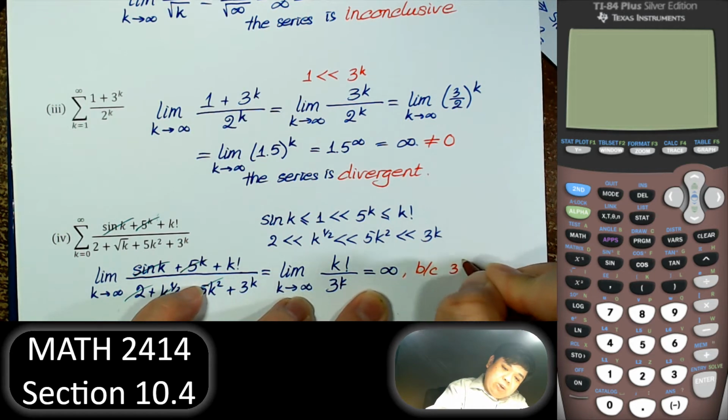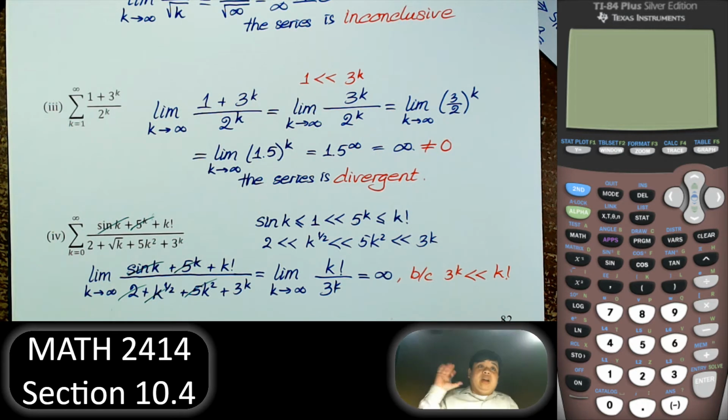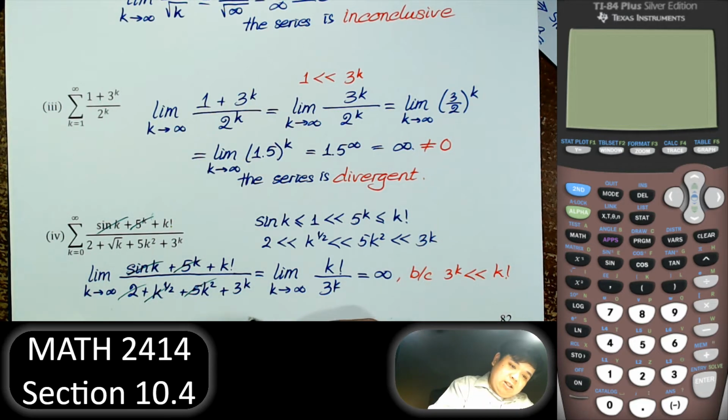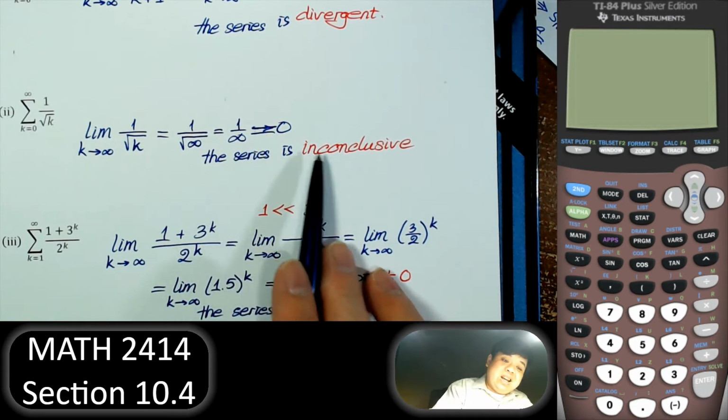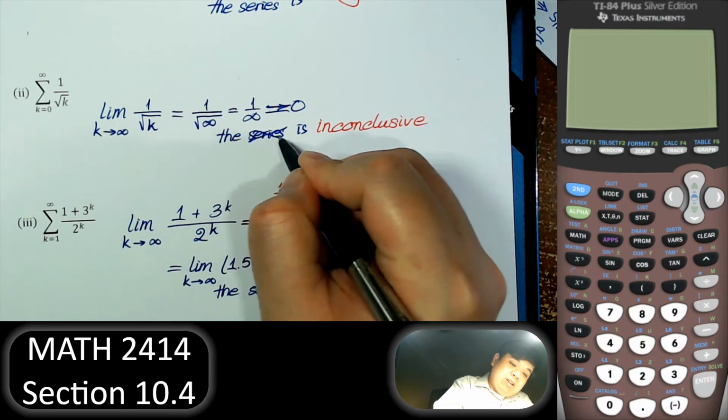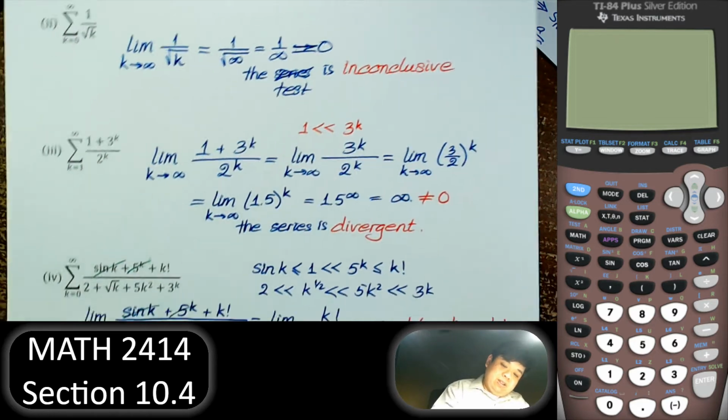Because 3 to the k is significantly less than k factorial. So bigger on the top, this one goes to infinity. Infinity is not 0, so the test is inconclusive. I mean, I should not say the series is inconclusive. The test is inconclusive.